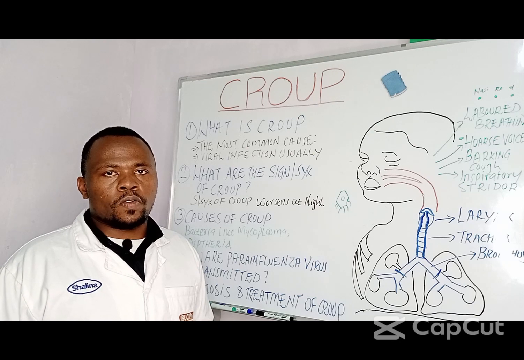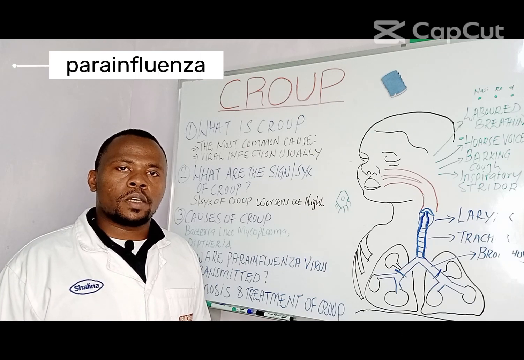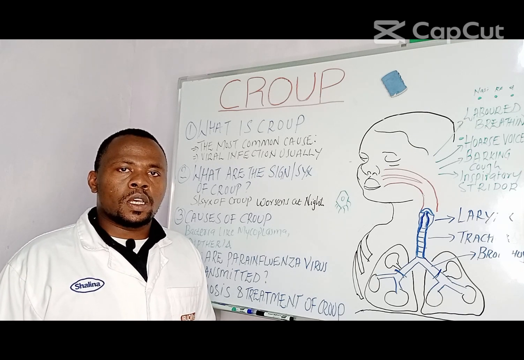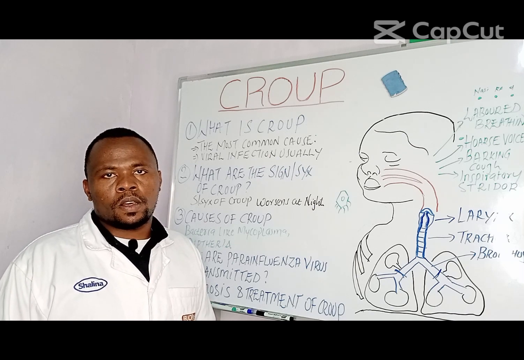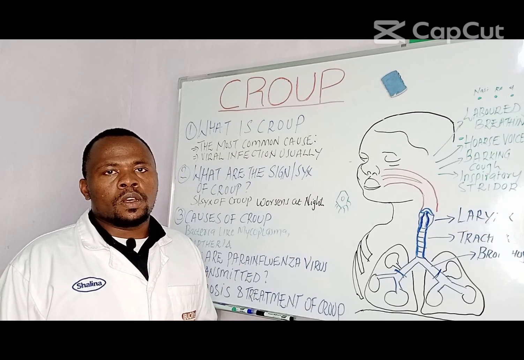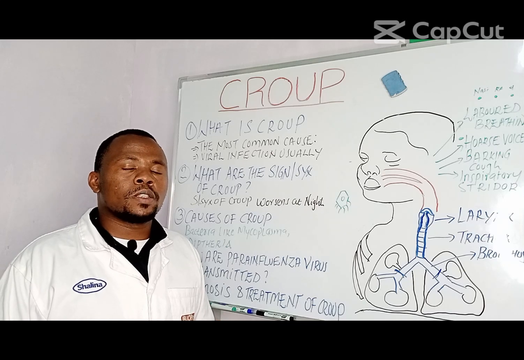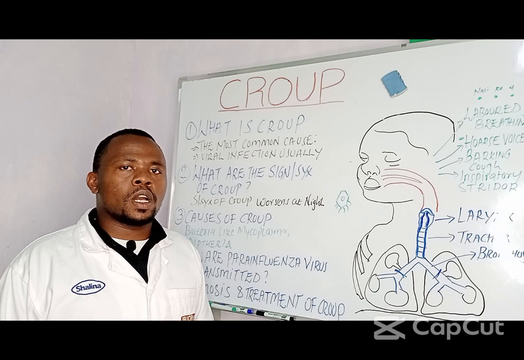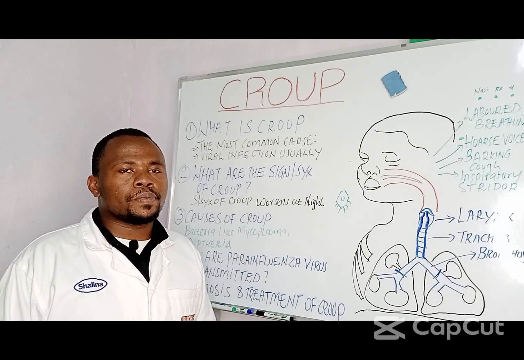The most common cause of croup is a virus we call parainfluenza virus type 1, type 2, and type 3. 80% of the cases of croup are caused by this type of virus. Viral infection usually starts from the nasal membranes and spreads to the larynx, then to the trachea, and it can end up going to the bronchus.